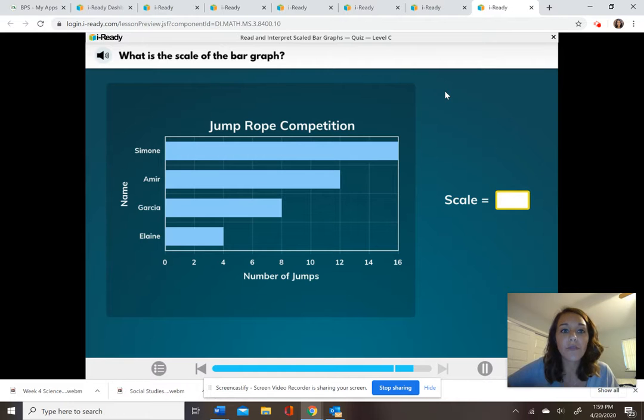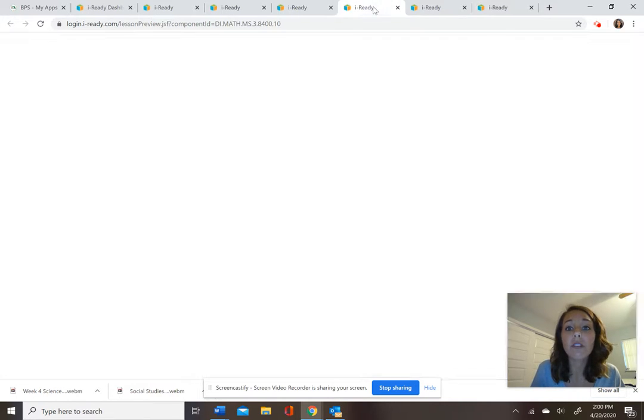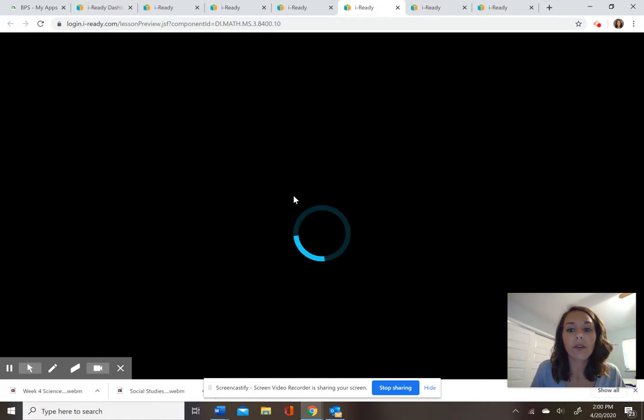And it does ask you for the scale of the bar graph. So when you're looking at bar graphs, it's important for you to know that the bar can go left to right like this. And it does have the numbers right here at the bottom that tell you what it measures at. So you'll just find right where it measures, and that will tell you the value. So in this case, Elaine has had 4 jumps. Garcia has had 8 jumps. But the bars can also go this way, which is top to bottom.